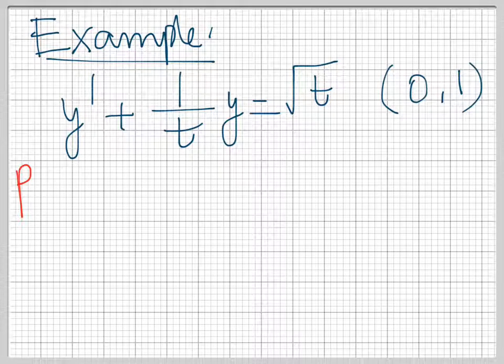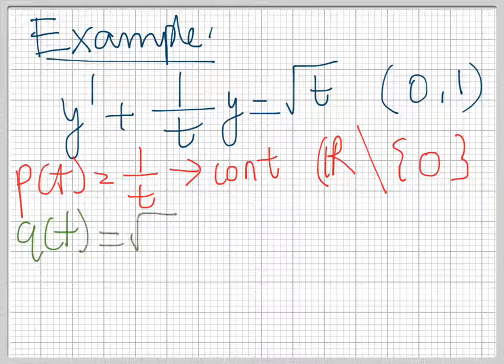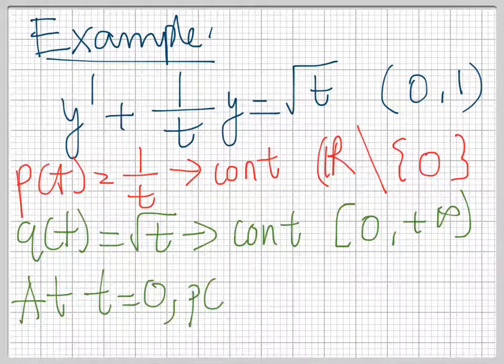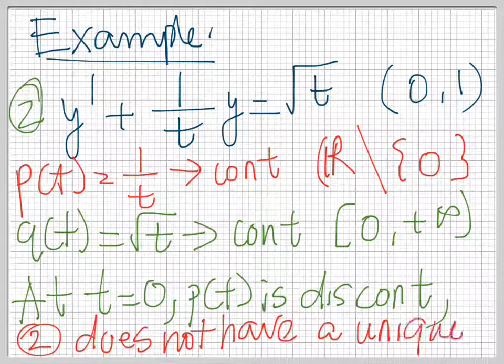Consider the equation y prime plus 1 over t y equals square root of t with initial condition 0, 1. First, p of t is 1 over t, which is continuous everywhere but 0. q of t, square root of t, is continuous from 0 to infinity. At t equals 0, p of t is discontinuous. Thus, the second equation here does not have a unique solution.